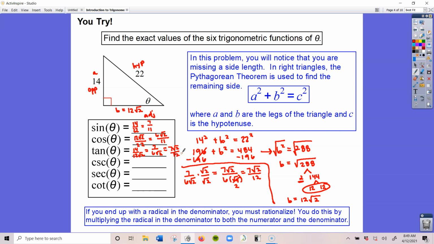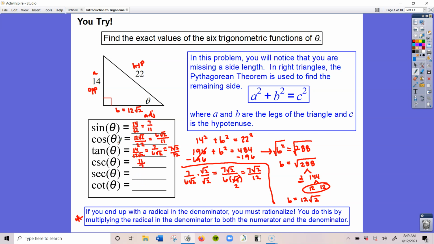So we can never have, like I said, a square root in the denominator. If you do, you have to rationalize. And I have that here in blue in case you forget. Now cosecant is the reciprocal of sine. So instead of 7 over 11, the cosecant would be 11 over 7.